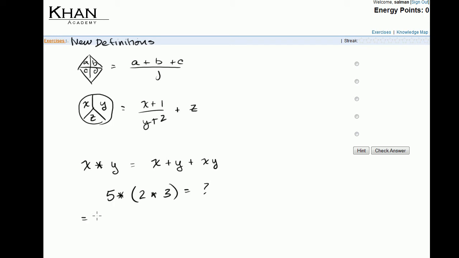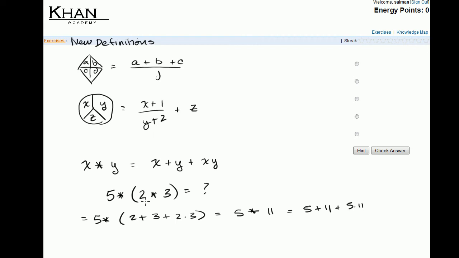So this is equal to 5 star. And then instead of the 2 star 3, you'd say that's 2 plus 3 plus 2 times 3, which is equal to 5 star 2. This is 6 plus 5, 5 star 11, which is then equal to 5 plus 11 plus 5 times 11, which is whatever. That's 16 plus 55, which is what, 71. So the idea is you can actually make them use the operator multiple times. And in fact, that would be a pretty cool way to do it.